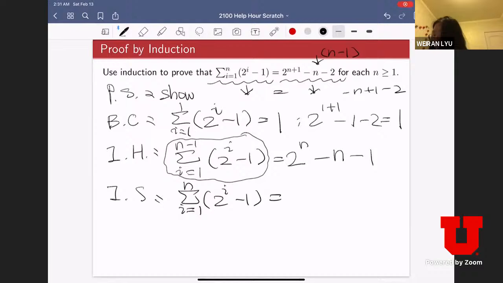Yes, and that's exactly what we're going to do. So we can rewrite the summation that starts from i equals 1 and goes all the way up to n as the summation starting from i equals 1 and all the way up to n minus 1, and then plus 2 to the n minus 1. Okay, everybody agrees on this step?